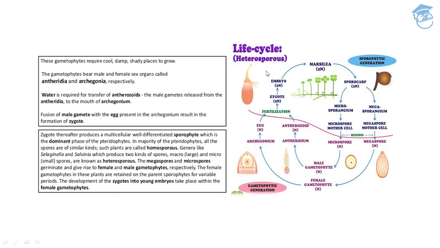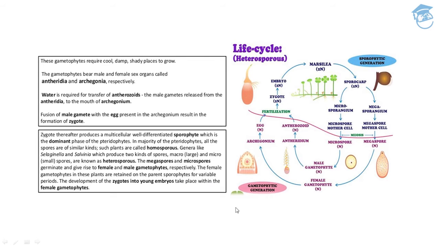So this is the life cycle of heterosporous plants. The megaspore and microspore germinate and give rise to female and male gametophytes respectively. The female gametophyte in these plants is retained on the parent sporophyte for a variable period, and the development of the zygote into young embryos takes place within the female gametophyte.